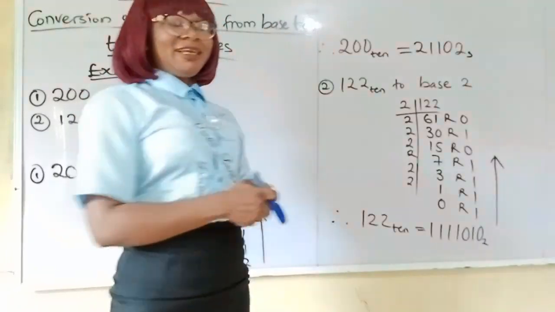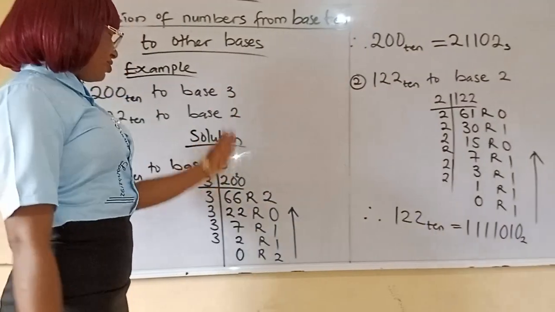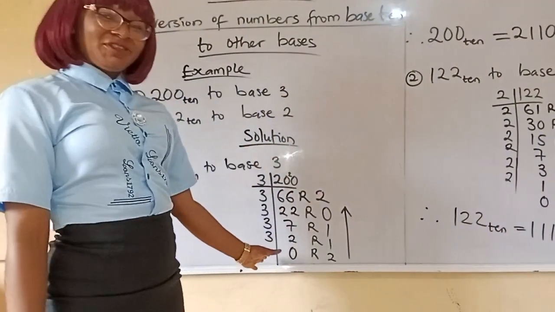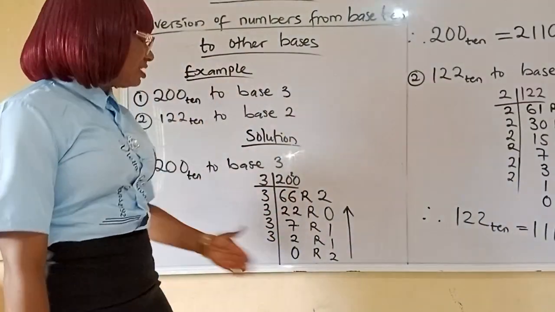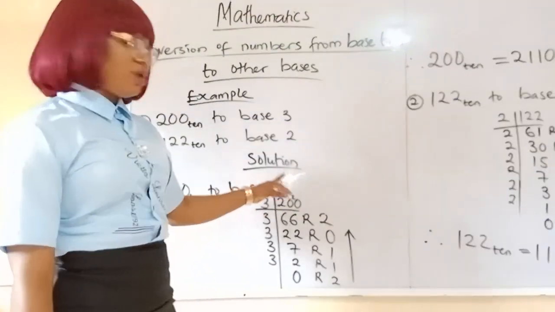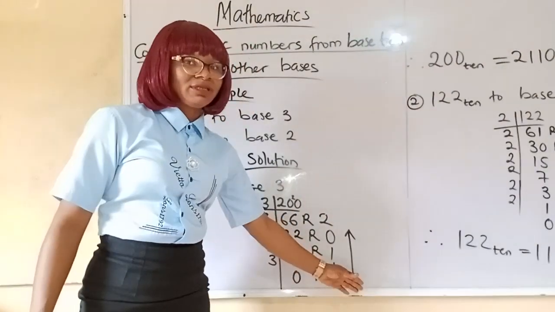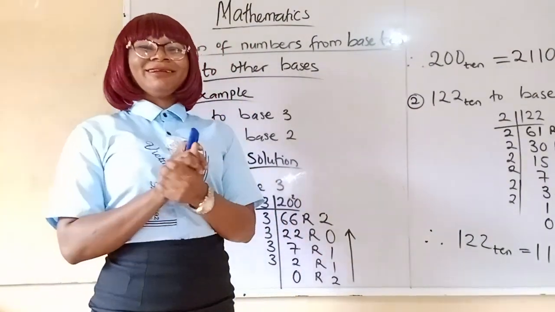So to convert a number from base 10 to other bases, we use this repeated division method, whereby you keep on dividing the given number, that's the base 10 number, by the required base. When you are through, to read the answer, you start from bottom to the top.